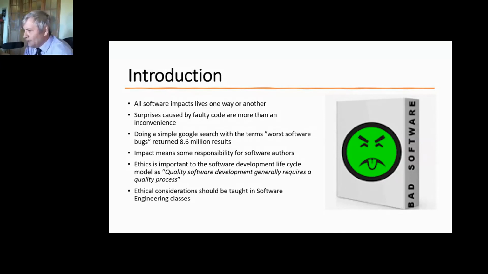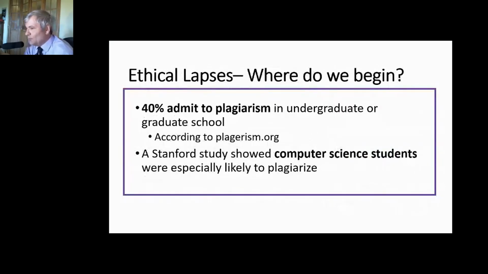All right, and while I'm on the topic of teaching, what are the raw materials that we begin with when we're teaching ethics? This is a study I found quite a while ago, but 40% of students admit to plagiarism in undergraduate or graduate school. And a Stanford study actually showed that computer science students were especially likely to plagiarize. So I tease my software engineering students that since it's a software engineering class, of course, they're off the hook, right? Because they're not computer science at that given moment.